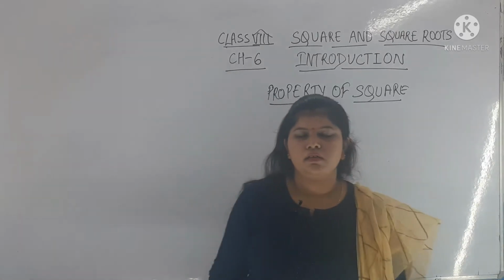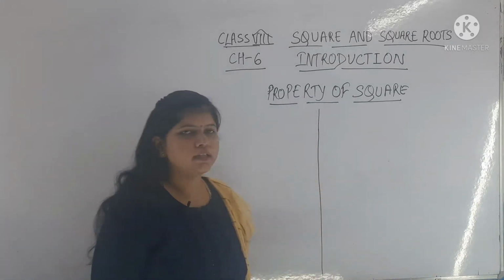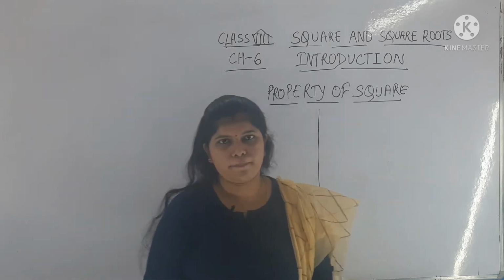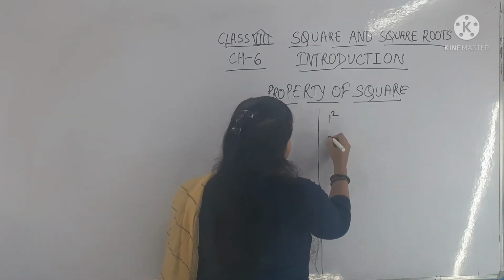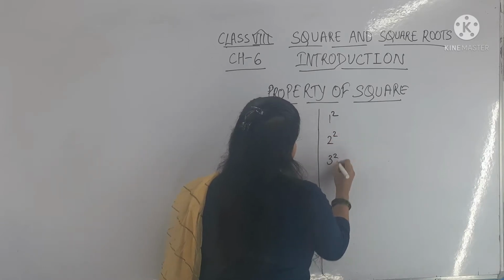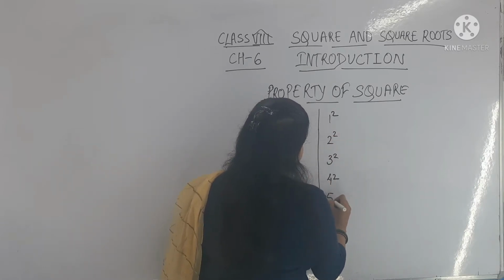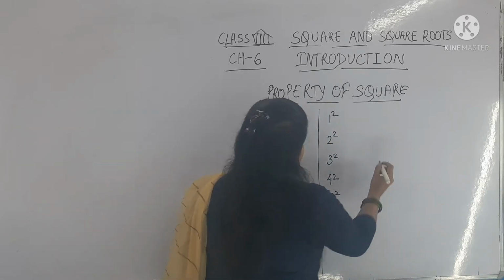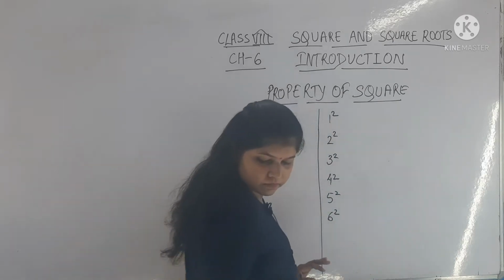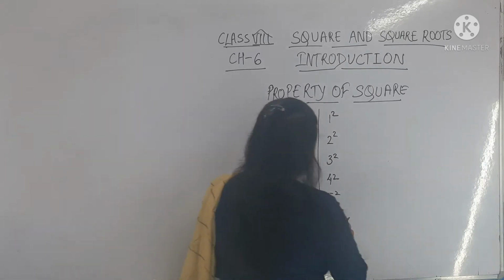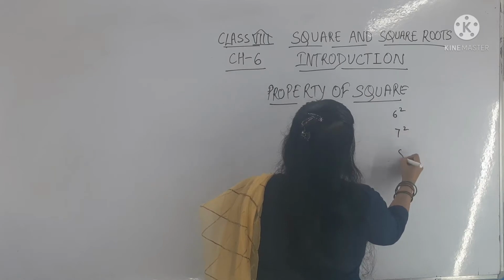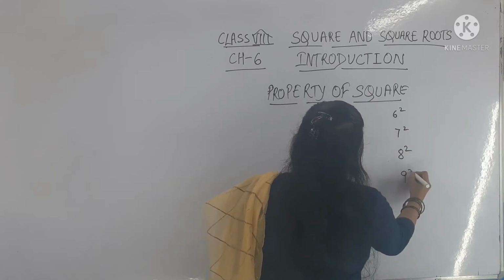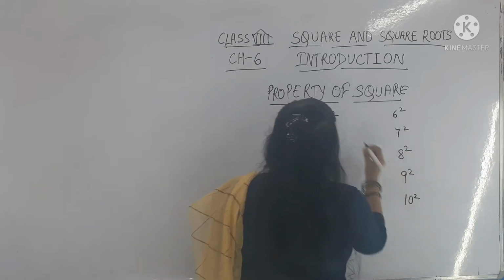Okay students, now the next topic is properties of the square. First we will write the squares of 1 to 10. 1 square, 2 square, 3 square, 4 square, 5 square, 6 square, 7 square, 8 square, 9 square, 10 square.